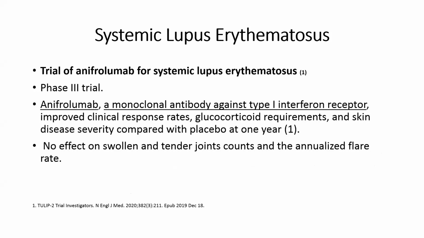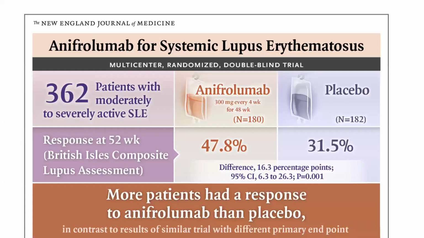A trial of anifrolumab for systemic lupus erythematosus was published in the New England Journal of Medicine this year. It was a phase 3 trial of 362 patients with SLE. Anifrolumab is a monoclonal antibody against the type 1 interferon receptor. It improved clinical response rates, glucocorticoid requirements, and skin disease severity compared with placebo at 1 year. No effect on swollen and tender joint counts and the annualized flare rate was actually seen. The next slide will provide some more details of the study.